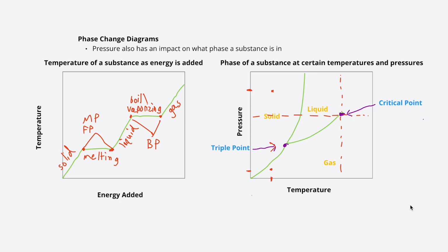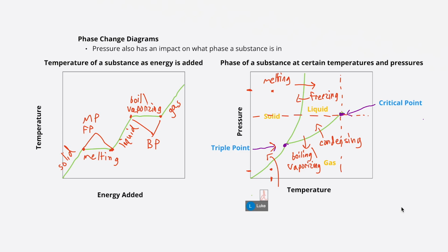Lastly, we can use this graph to talk about the important terms that get used when talking about phase changes. Some of these will be very obvious, but we'll go over them. Solid to liquid is melting. Liquid to solid is freezing. Liquid to gas is boiling or vaporizing. Gas to liquid is condensing. Now for the less common ones, a gas turning directly into a solid is called deposition, and then a solid turning into a gas is called sublimation.